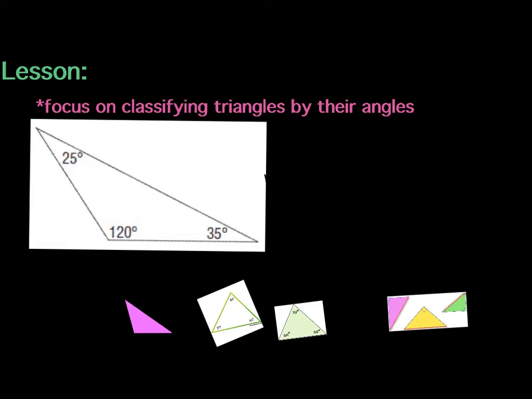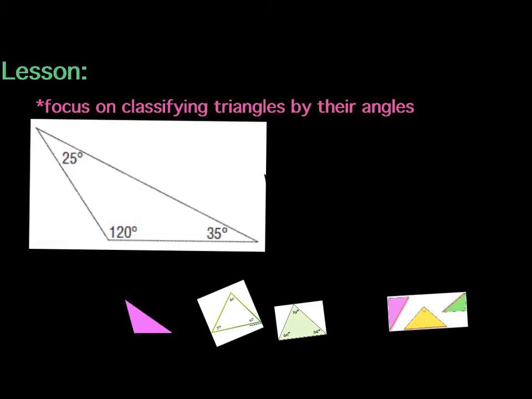Okay, so if you take a look at this triangle, I actually have the measurements of the angles typed in here so that you can see. If you look at this angle right here, you can see that it's pretty small. That actually measures 25 degrees if you use a protractor. And then we have this angle here, which measures 120 degrees. And then we have another angle here, from here to here, that measures 35 degrees.